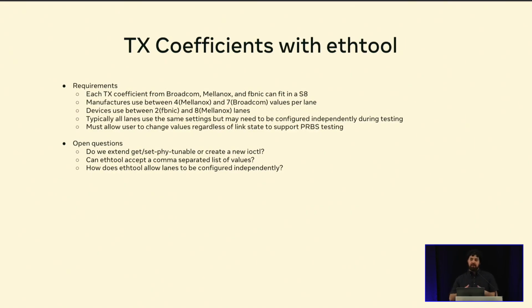So this is where I want to start opening up to the community to have an open discussion. We already have a get and set PHY tunable. So the first question is, do we extend this, or do we feel that we need a new ioctl specifically for this? Should this be able to accept a comma-separated list of values? And how should ethtool allow lanes to be configured differently, or independently? I've seen lane mask. I've seen specify lane 1, lane 2, lane 3. So let's start here. Does anyone have any input on any of these things? Yeah.